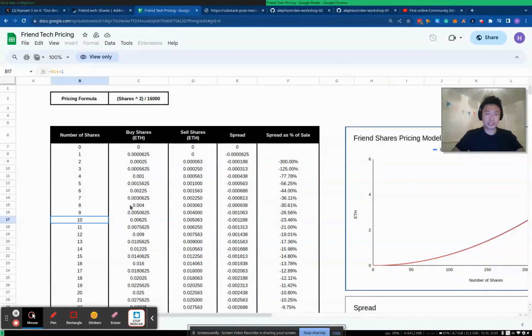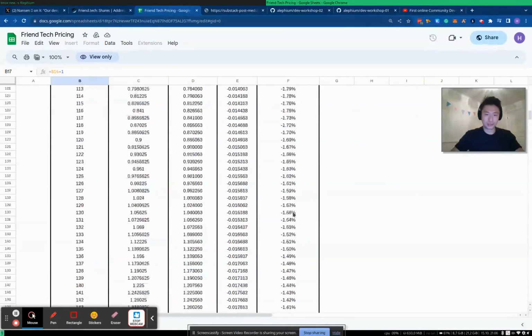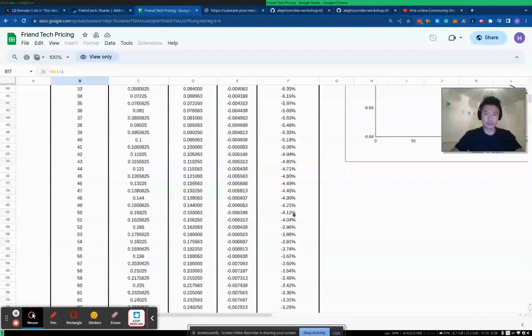Which means that it doesn't really make any economic sense for you to buy a share and then immediately sell it, because you'll then have a loss. And this discrepancy between the buy price and sell price is called a spread here. And due to the nature of this exponential growth in price relative to the number of shares, the spread in the very beginning will be very big. And as the number of shares grows, it will basically shrink, as illustrated in this graph.